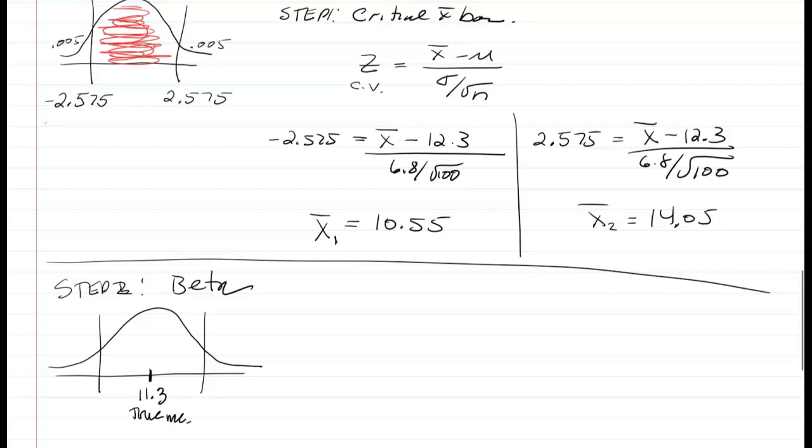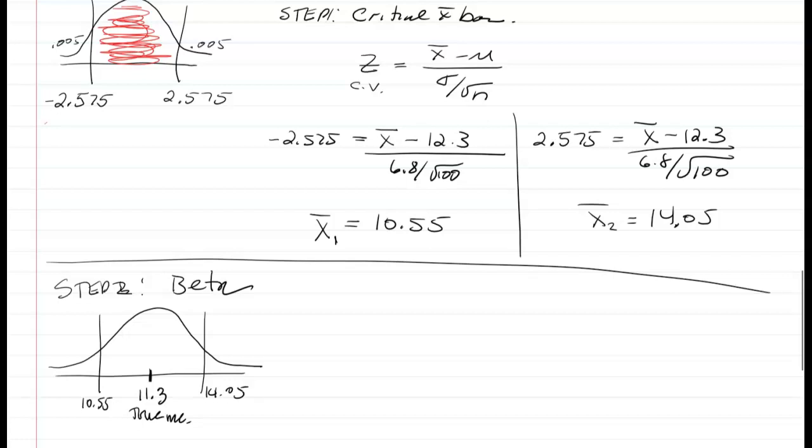So, okay, what are our values, our x bars in the original problem? If we were to reject, they ended up being what, 10.55, which is, now these are not even. I did not draw this to scale at all. And 14.05. Clearly, this bar would be much further over than this one.